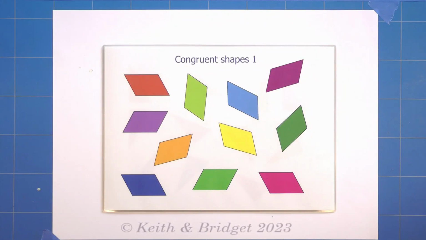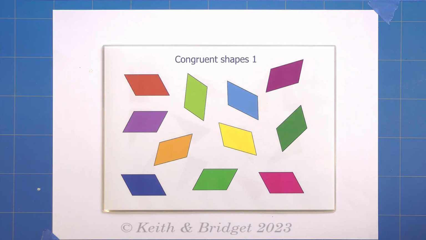Okay, we're beginning to look at more about shapes generally and being able to compare shapes. There are two terms that you need to be familiar with: congruent and similar. We've got a whole set of trapezia here, and these are congruent to each other.